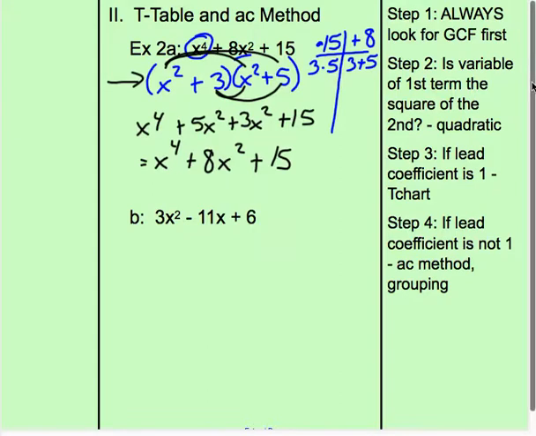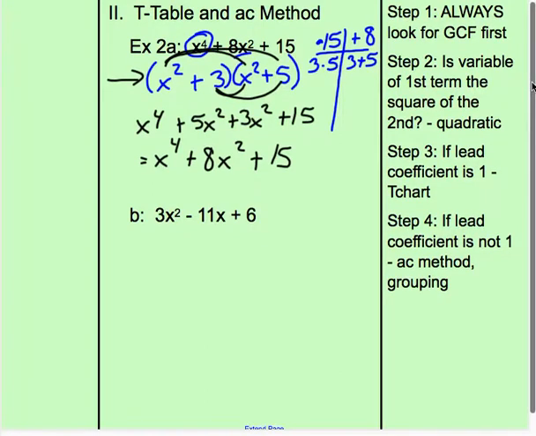Step 1, always look for GCF first. 3, 11, and 6 have no common factors, so moving on to step 2. Is the variable of the first term the square of the second? Yes, this is in our normal quadratic form. Lead coefficient is not 1, so we're jumping to step 4. We have to use the AC method, and then we have to factor by grouping.